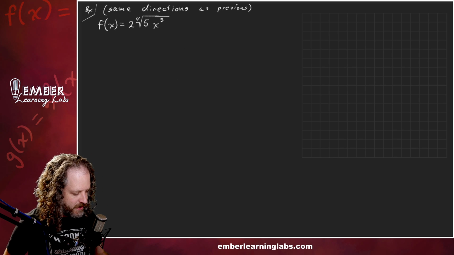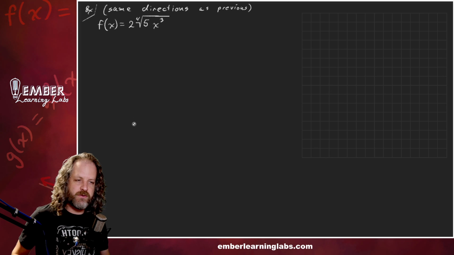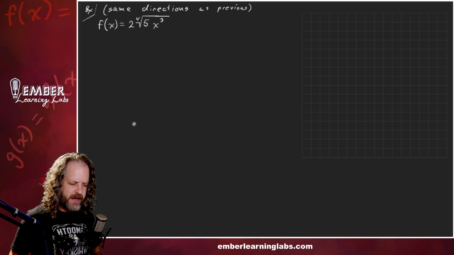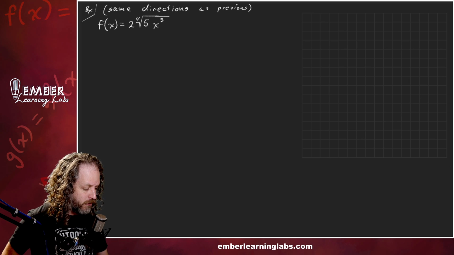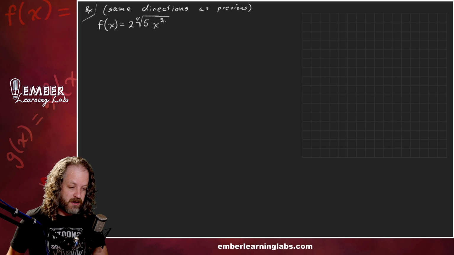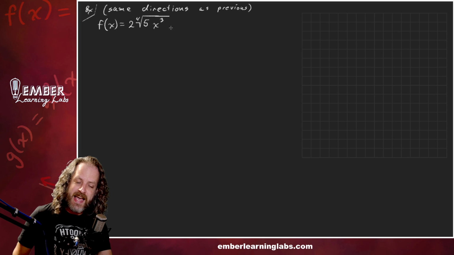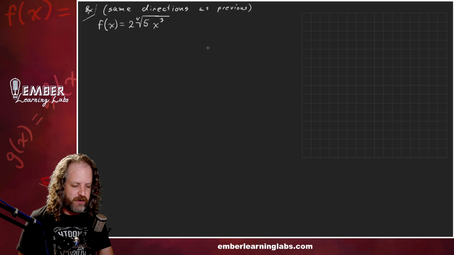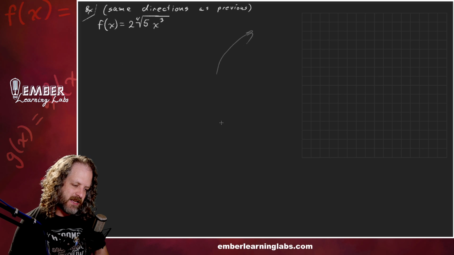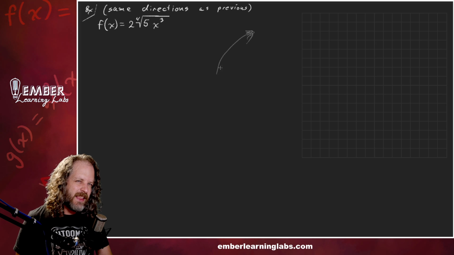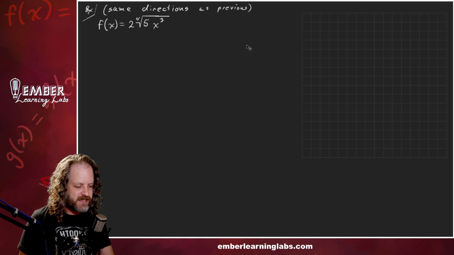So here we have another example, same directions as previous, so we're still trying to find the domain, range, and all those same things. What do we expect this to look like? Well, we've got some transformations that have happened, and we've got a cube power. If it was just that, it would be like this. But then we've got the fourth root, which is an even root, so we know that looks like this. Is it going to be like that with a tail on it, or is it going to be just this? I think it's going to be just this, but let's see.